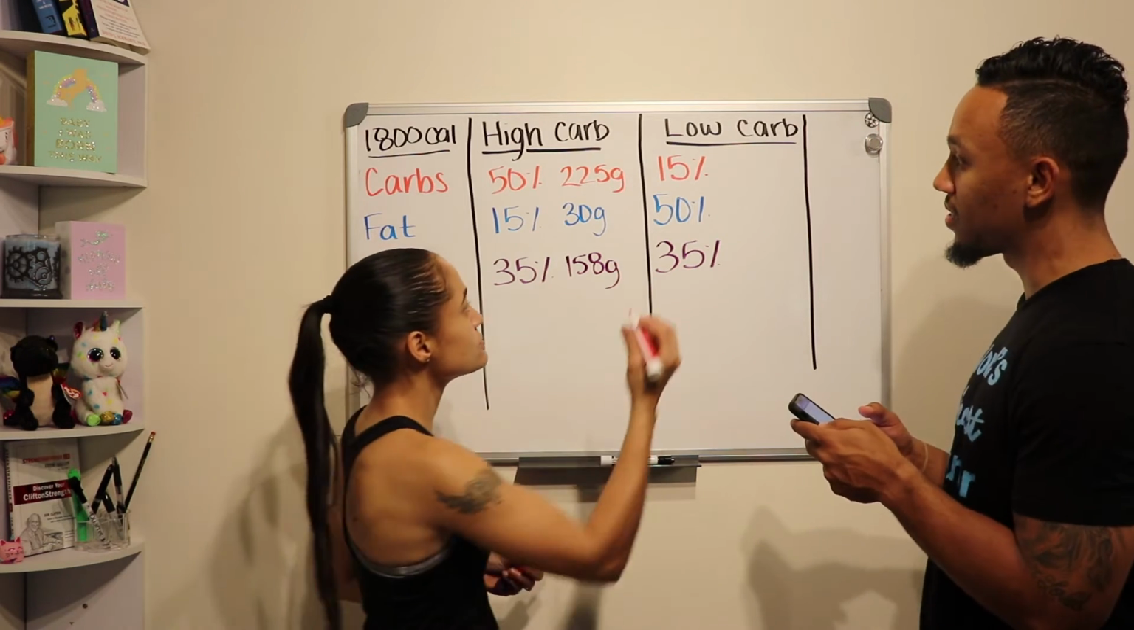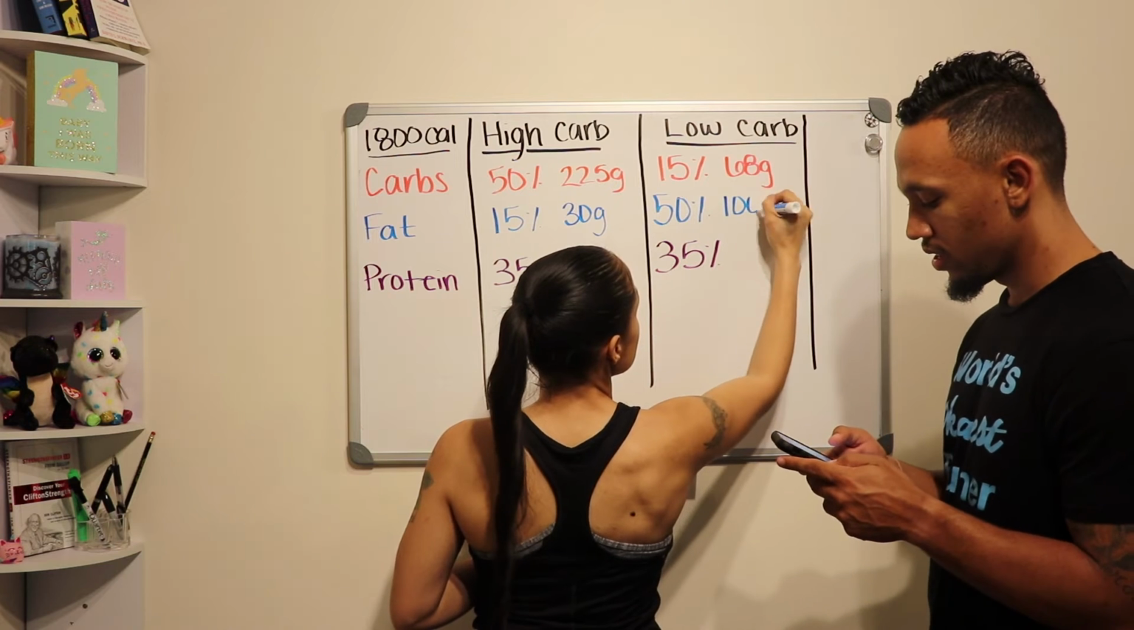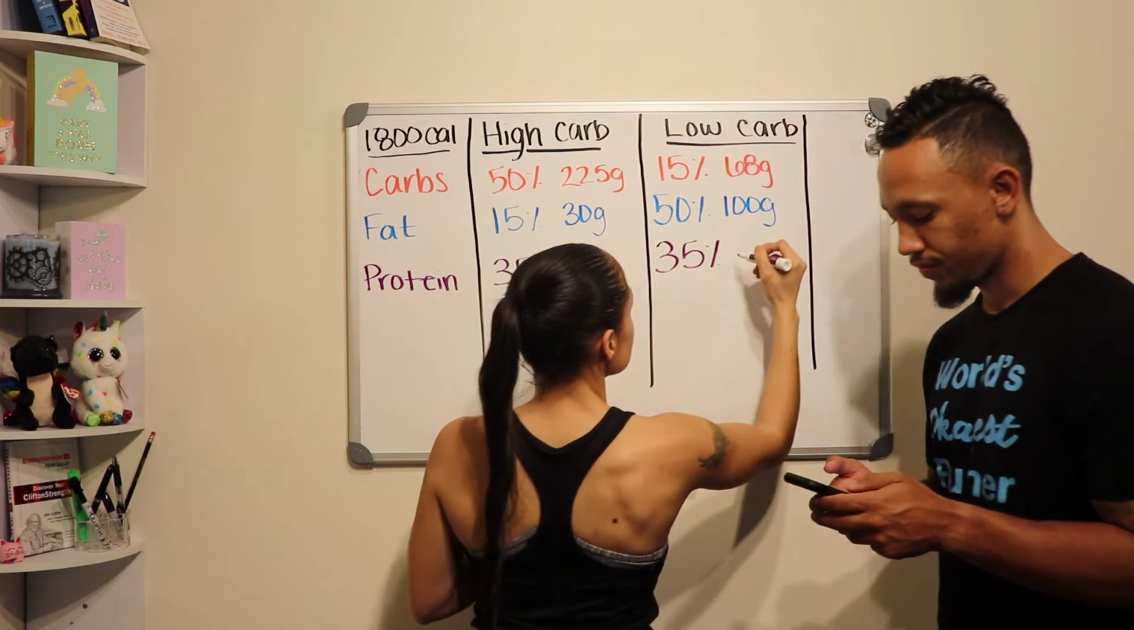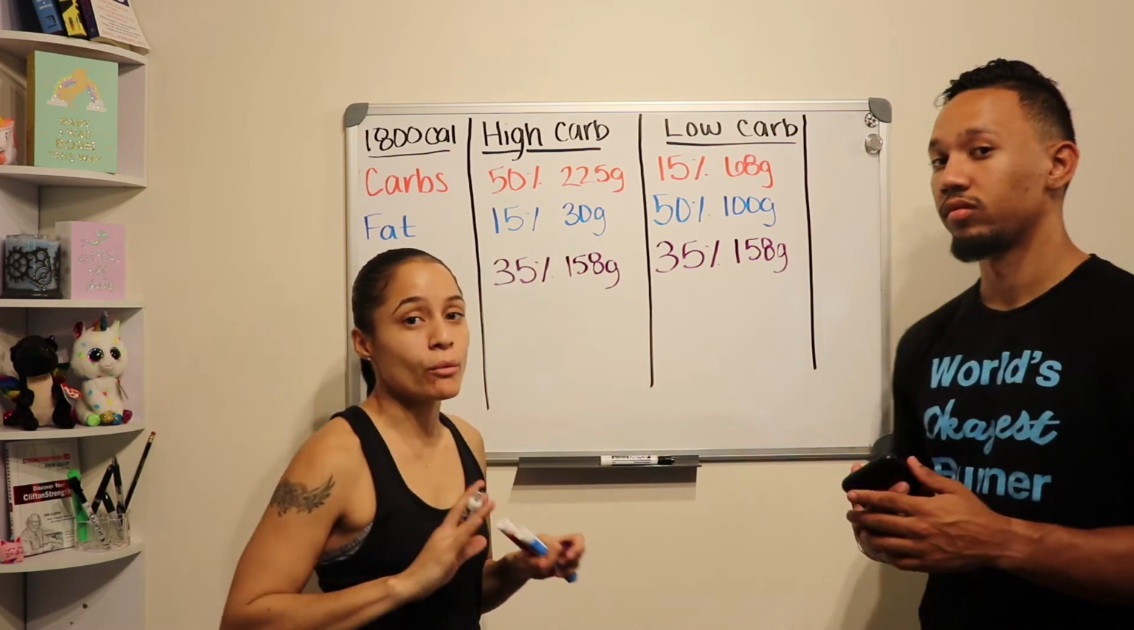All right, let's write down the carbs. 68 grams of carbs, and then fat is 100 grams of fat. So we have a lot more fat to work with on this day. And then our protein is the same, 158 grams. So protein always stays the same.